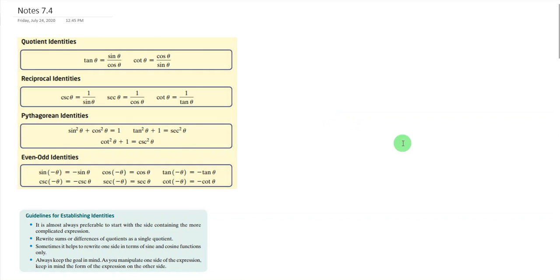This is section 7.4, and we're going to be dealing with identities. In the trig identity packet of formulas, you may want to go ahead and grab that and have it as a reference, but I've put several here that are needed.